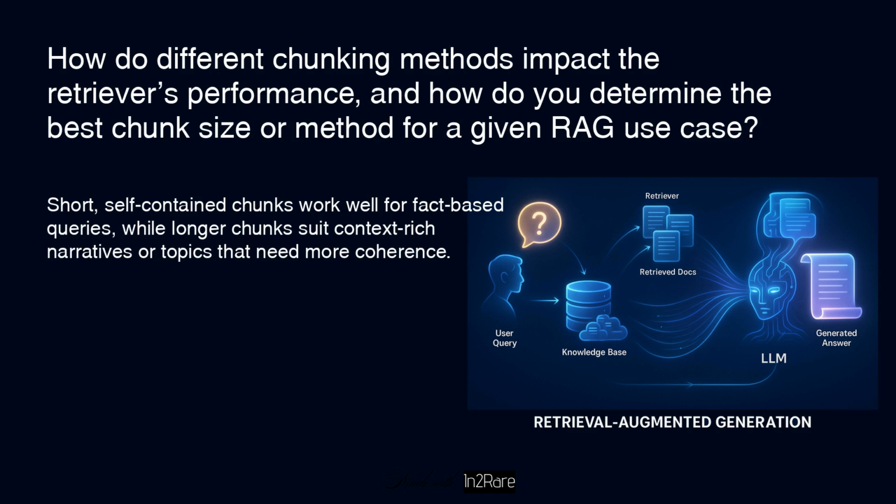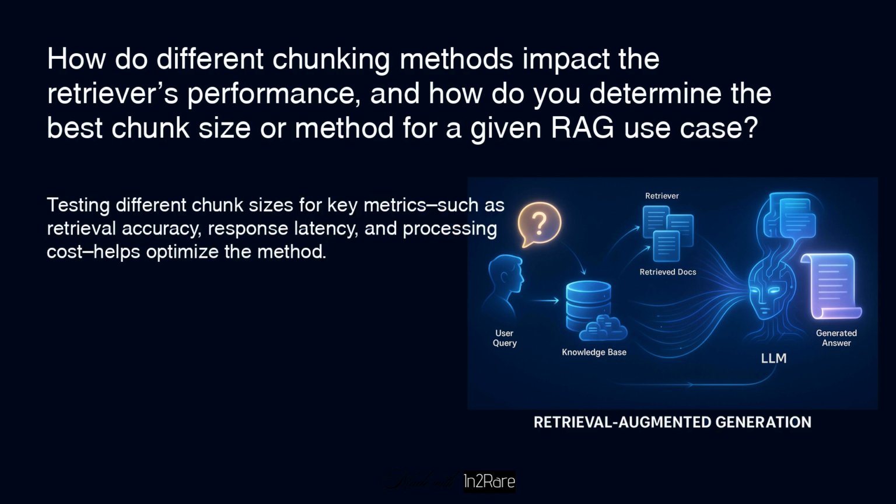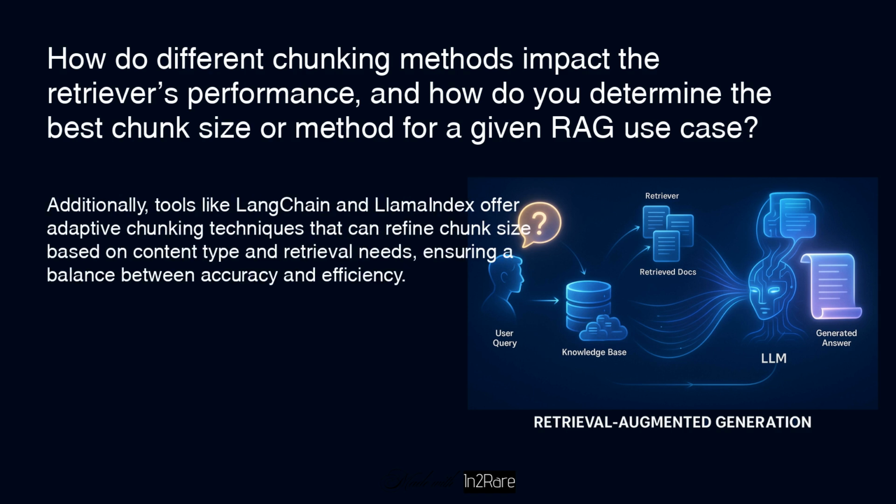Short, self-contained chunks work well for fact-based queries, while longer chunks suit context-rich narratives or topics that need more coherence. Testing different chunk sizes for key metrics such as retrieval accuracy, response latency, and processing cost helps optimize the method. Additionally, tools like LangChain and LlamaIndex offer adaptive chunking techniques that can refine chunk size based on content type and retrieval needs, ensuring a balance between accuracy and efficiency.